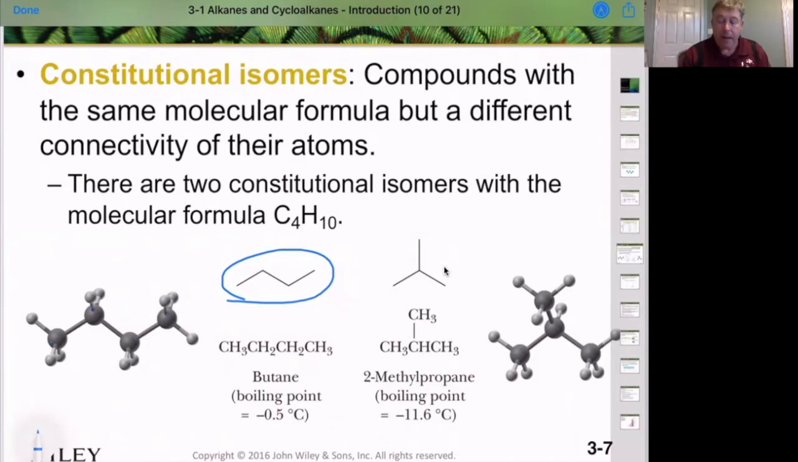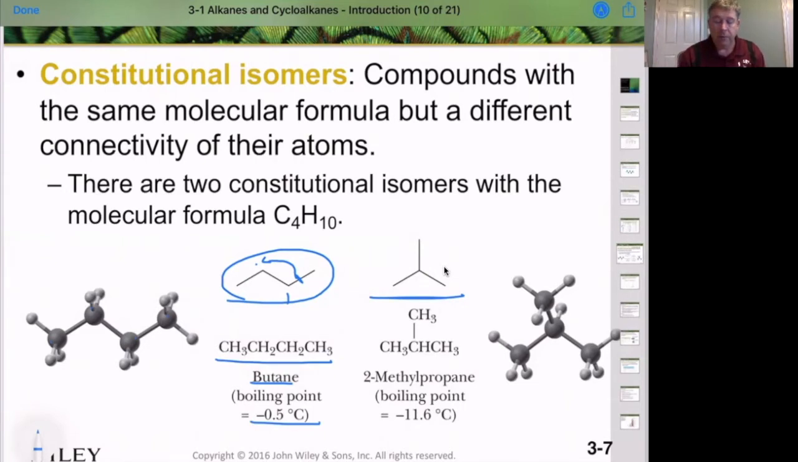However, if we take this bond, break it, and move it here, and move the hydrogen that was attached over to the end here, we can have a different isomer. This isomer has the exact same formula, but it is chemically different than the other form. This one right here is called butane, and it's a straight chain hydrocarbon, and it has a boiling point of just below 0 degrees C.